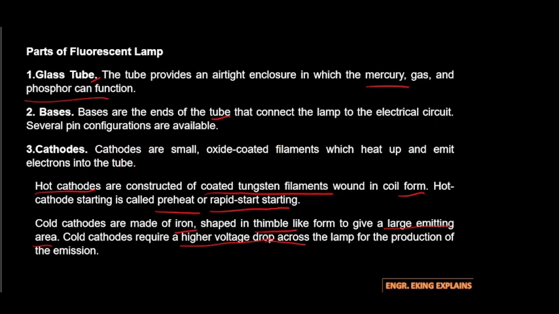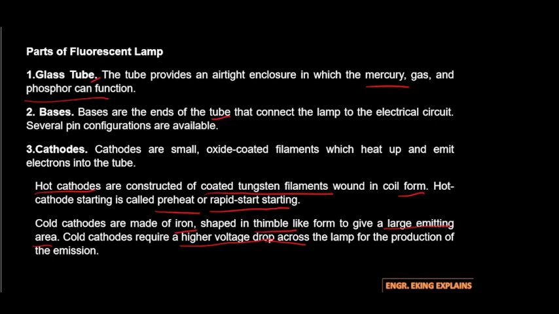We have two types of cathodes. Ang una is the hot cathode, which is constructed of coated tungsten filaments wound into a coil form. Hot cathode starting is called preheat or rapid start starting, while cold cathodes are made of iron shaped in a thimble-like form to give a large emitting area. Cold cathodes require a higher voltage drop across the lamp for the production of the emission.